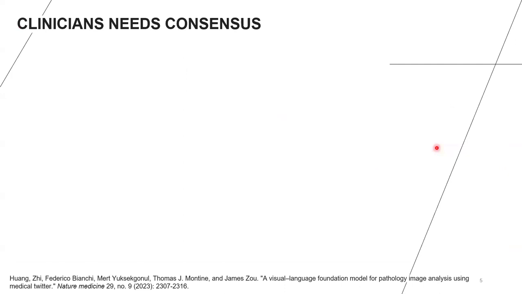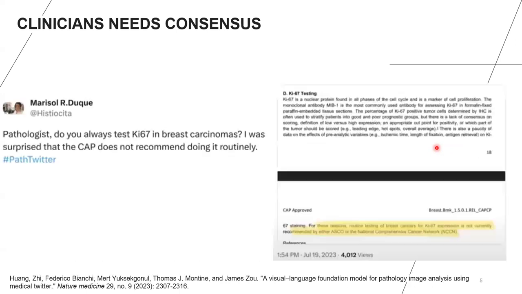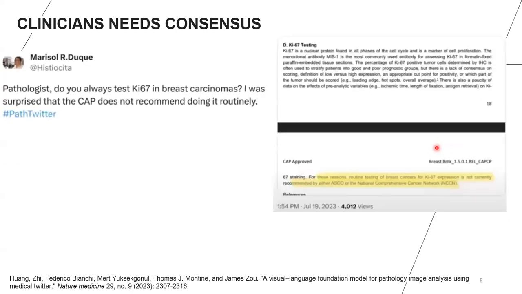So clinicians need consensus. Although there is no dataset available online, what doctors are doing right now is using reference book material in which they ask certain questions, like: pathologists, do we always test Ki-67 in breast carcinomas? These are the questions being asked by the doctors.